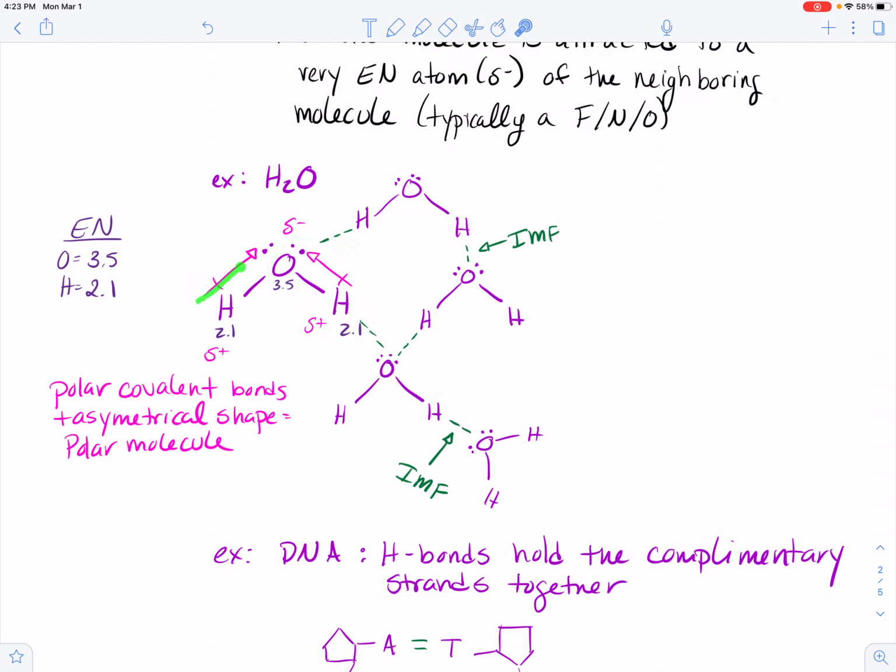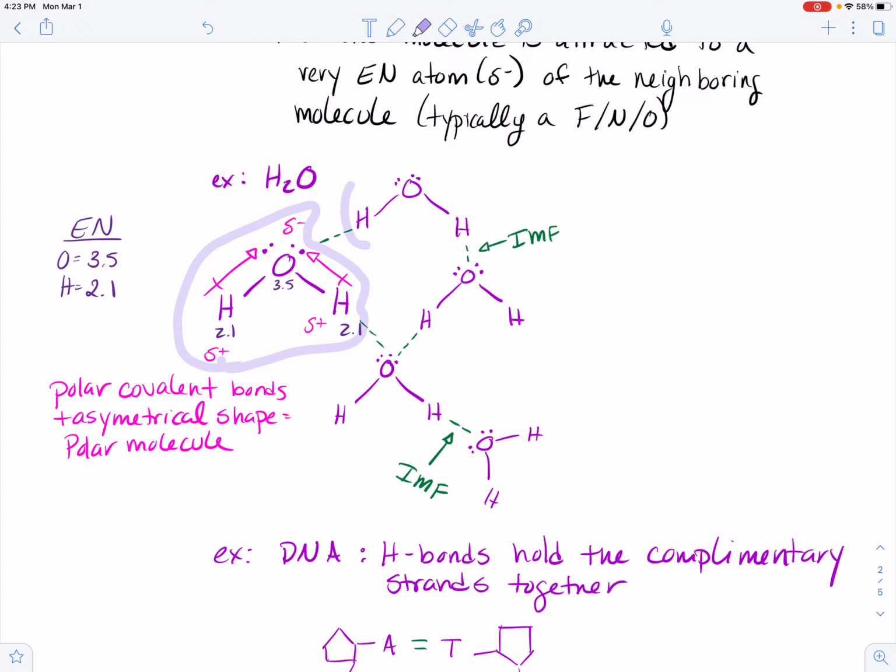And because it's bent, both of my dipoles are moving in this slight upward direction, so they end up not canceling out because there is no dipole moving in the down direction. So what ends up happening is I get a slight negative charge on my oxygen up here, and I get these slight positive charges on these hydrogens down here. Now this is one molecule that I'm looking at. I'll go ahead and circle it with a highlighter.